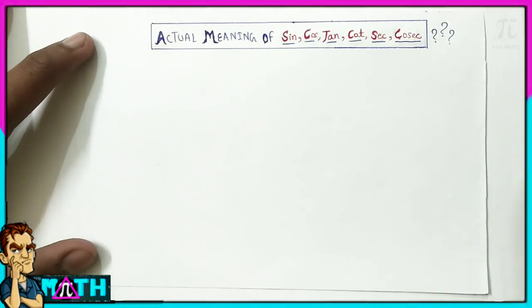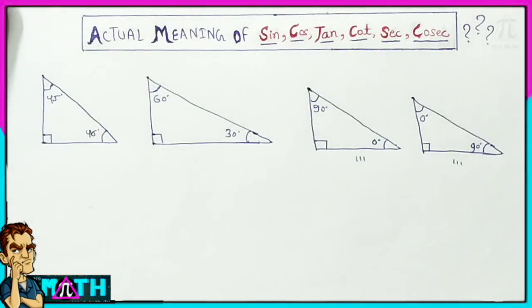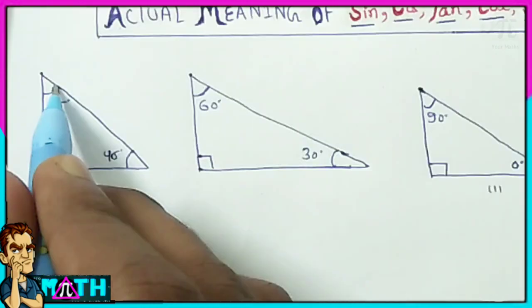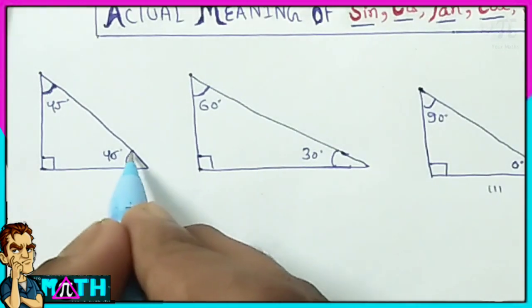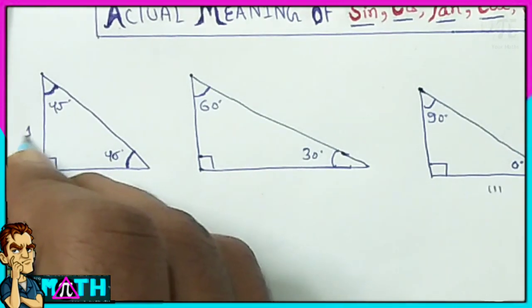Today we are going to learn the actual meaning of sine, cos, tan, cot, sec, cosec. So let's go. Mathematicians described all three sides' ratio if a particular angle is given in a right angle triangle. If there is 45 degrees, then it's 1:1:√2.